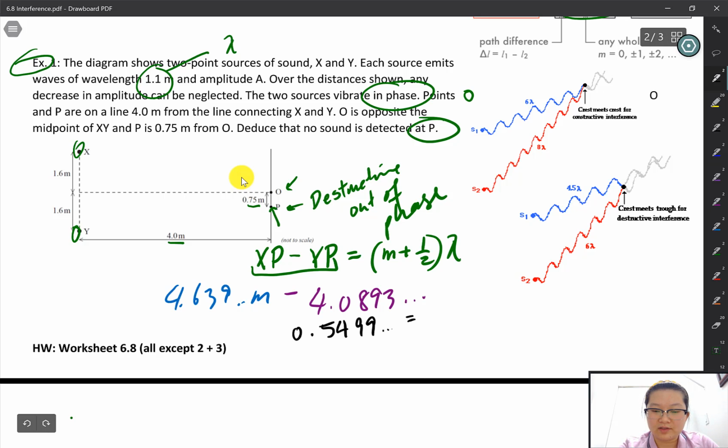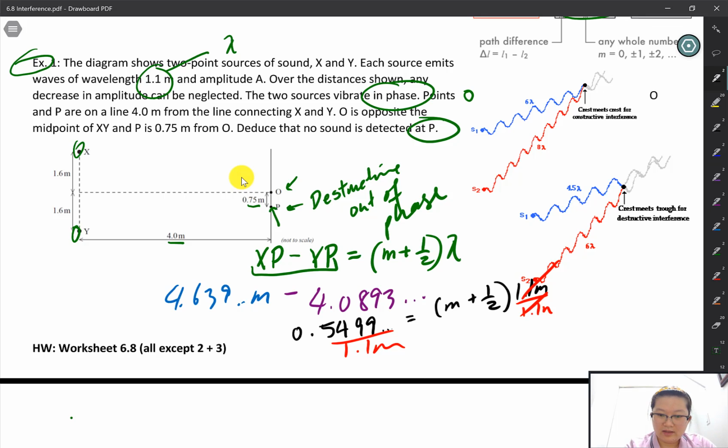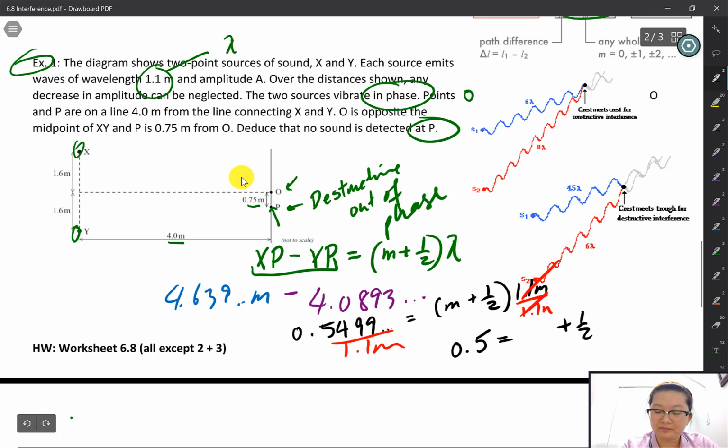So we're going to try to figure out whether that's going to be whole wavelengths or half wavelengths, m plus 1/2. And then our wavelength is over here. We know our wavelength is 1.1 meters. So let's just go ahead and divide that on both sides. I kind of see my answer already, but we'll just do the whole thing. So divide by 1.1, and I'm going to get 0.5 is going to be m plus 1/2. And I'm just going to get rid of these brackets because I don't need them anymore.